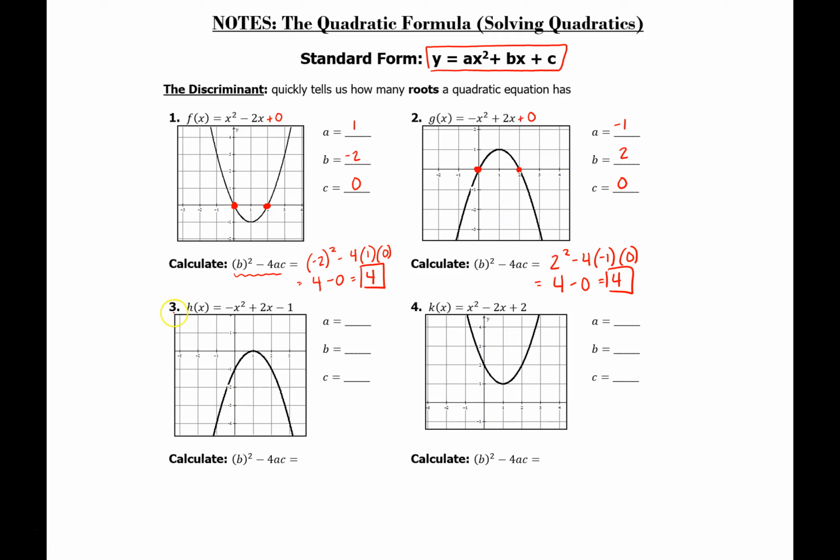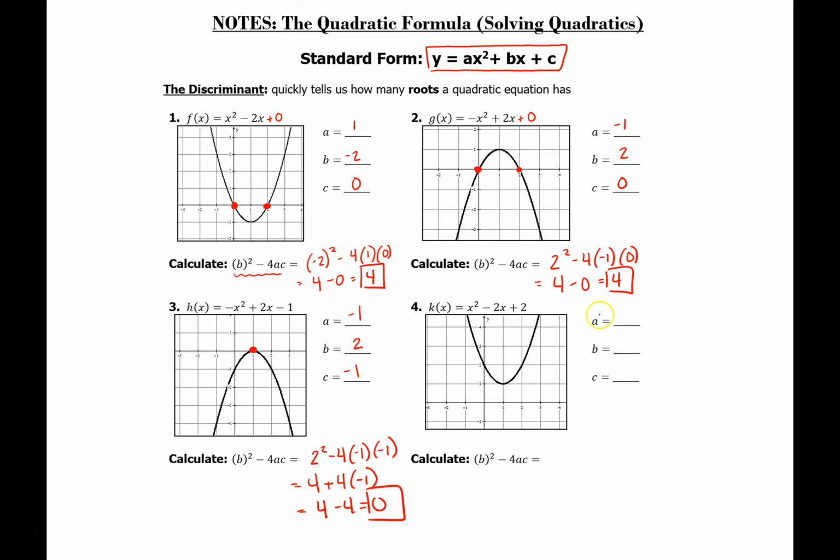Okay, let's look at this next one, h of x. A is -1, B is 2, and C this time is -1. Plugging that into our discriminant formula, B squared is 2 squared minus 4 times -1 times -1. That gives us 4 minus, -4 times -1 is +4. And then I need to multiply that by -1, so that's 4 minus 4. I got 0 as my discriminant. Notice for number 3, there is only 1 x-intercept.